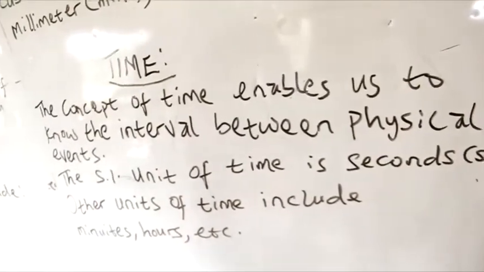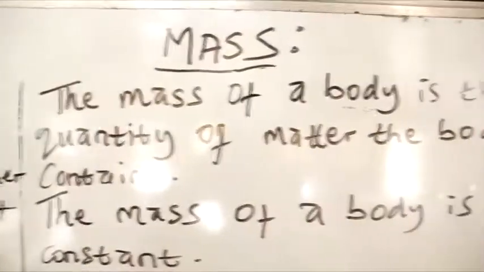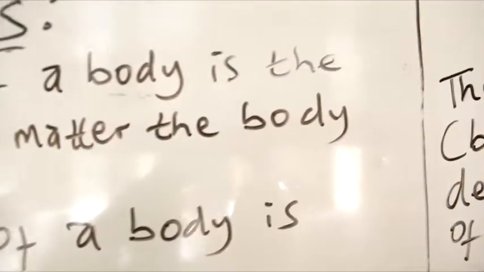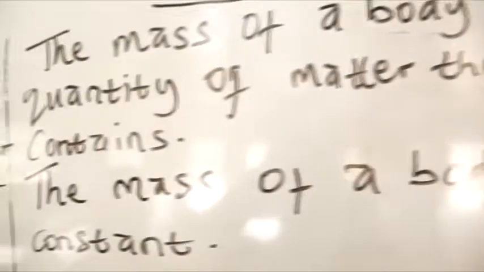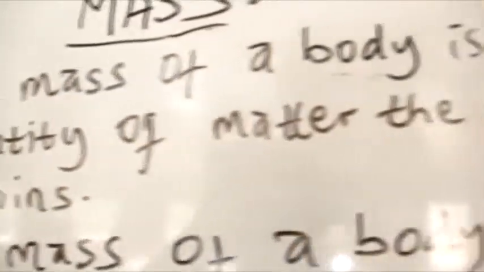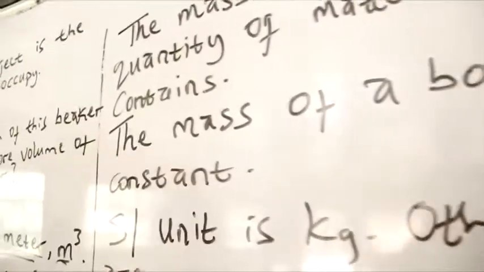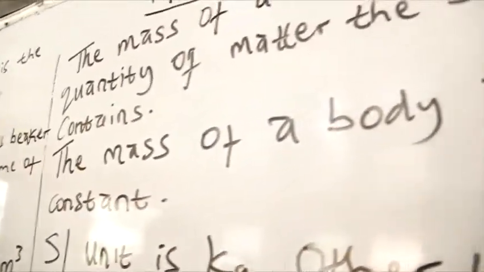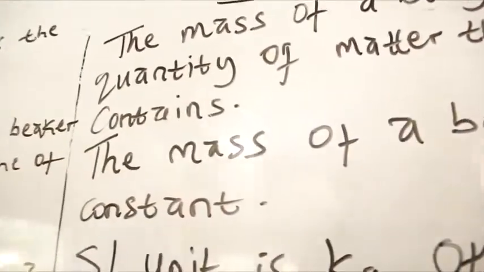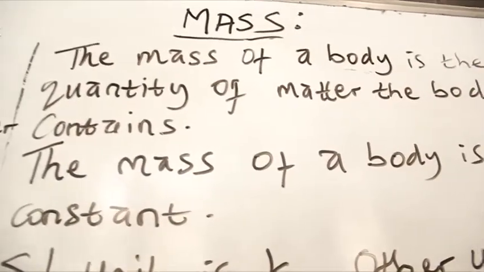So let's consider another concept, mass. The mass of a body is the quantity of matter the body contains. So that is, the mass of a body does not change from one place to another over the surface of the earth. So the mass of a body, we can say, is constant. That means anywhere you are on earth, in London, Nigeria, whatever, maybe you are on top of a mountain, you are deep under the sea, your mass will always remain the same.